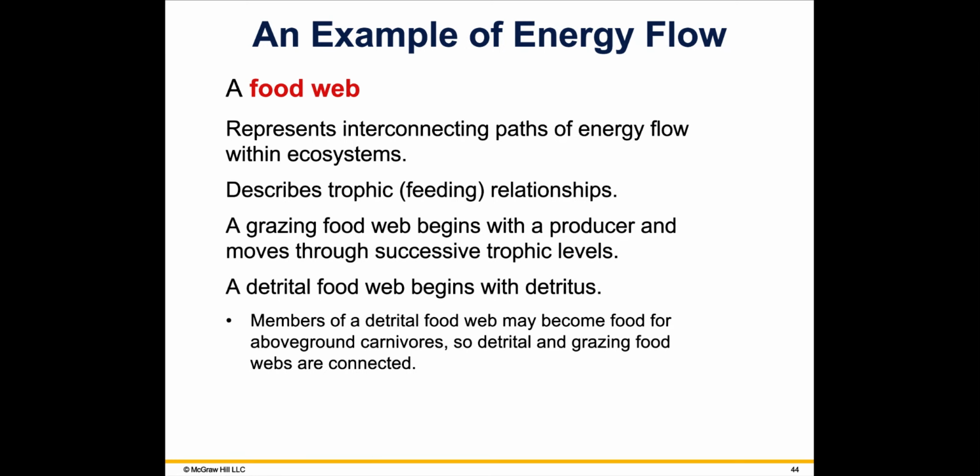We also have a detrital food web that starts with the detritus. And the thing is that our detrital organisms, they can be food for above ground carnivores, right? Like insects and mushrooms and bacteria. So we're connecting both of these food webs together.